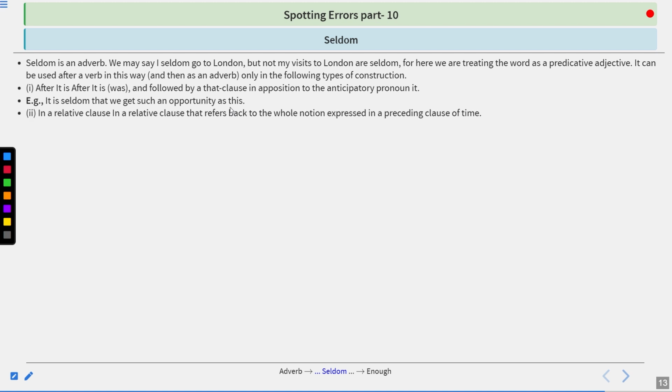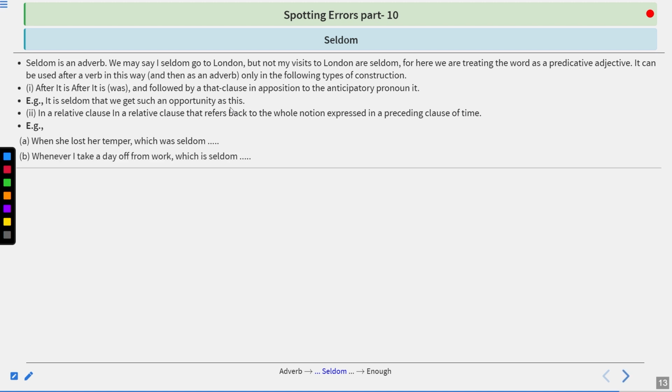So in a relative clause, how do we use it? In a relative clause that refers back to the whole notion expressed in a preceding clause of time. "When she lost her temper, which was seldom." "Whenever I take a day off from home, which is seldom."